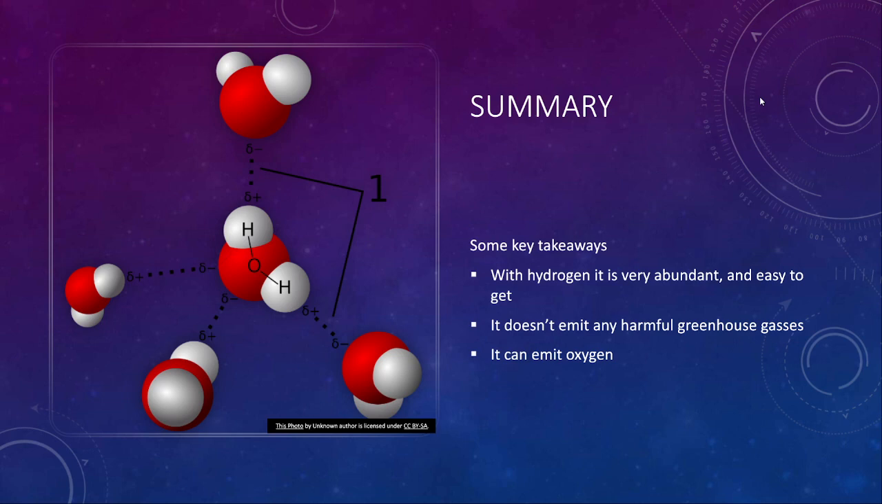My summary. Some key takeaways: hydrogen is a very abundant resource and it is easy to get, which would make it a very useful and abundant source of energy. Another thing is that it doesn't produce any harmful greenhouse gases, so it doesn't pollute the air. It's not very toxic to the ecosystem at all. Like I said previously, it can emit oxygen, which would actually help the ecosystem and the area around it.